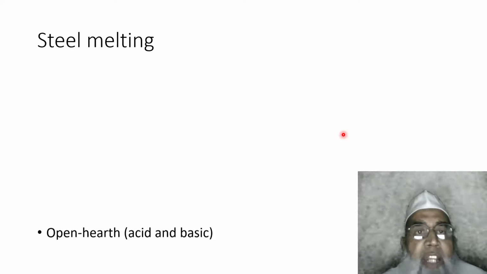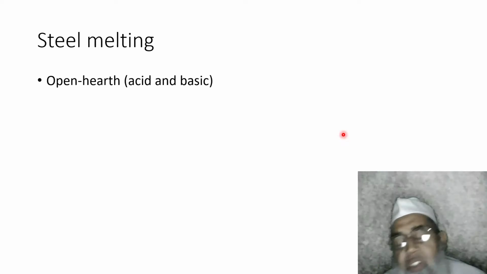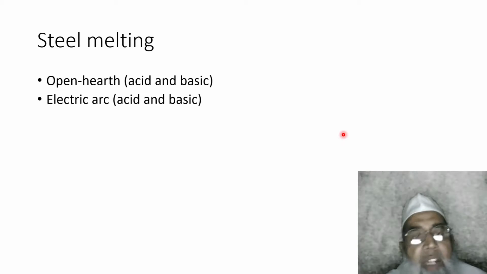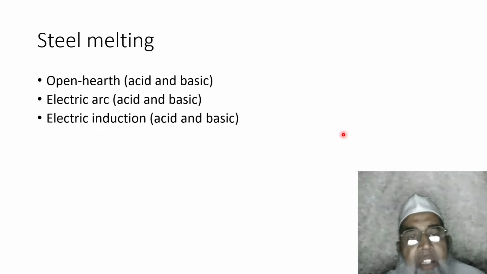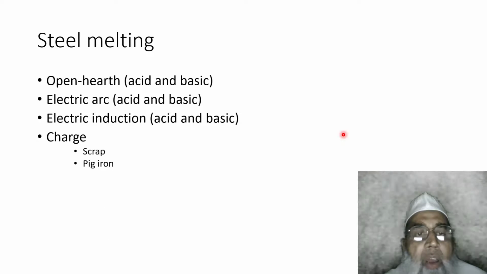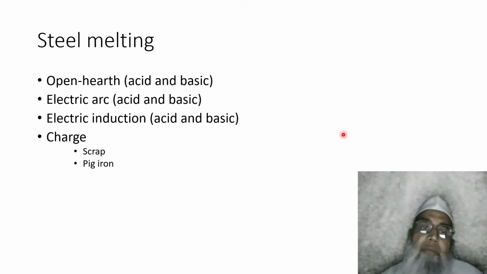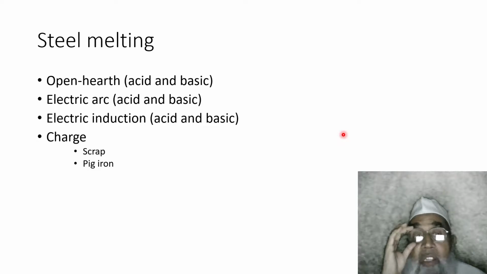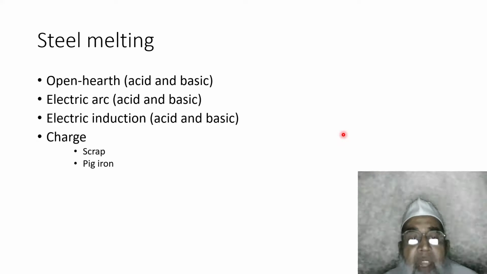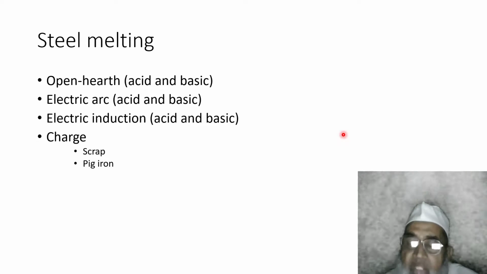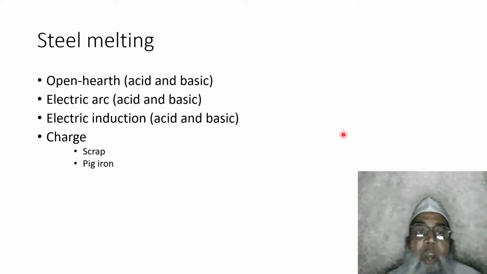Now, steel making. Steel can be made in an open hearth furnace, acid or basic, electric arc furnace, acid or basic, or electric induction furnace, acid or basic. The charge in the furnaces can be scrap and pig iron, so that we can have the desired composition of steel.